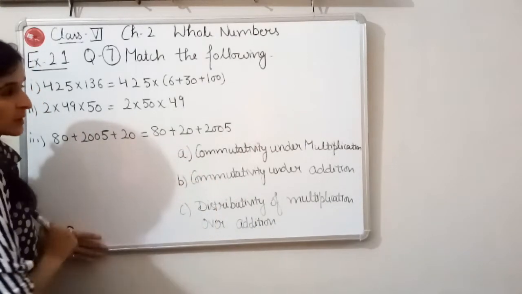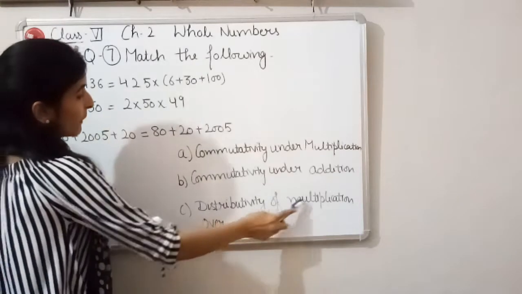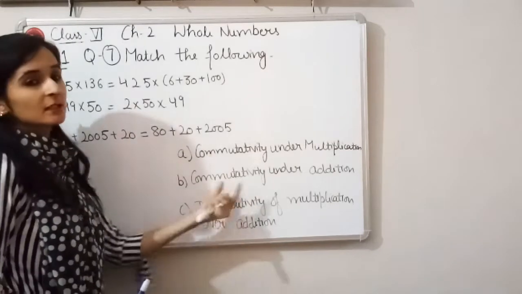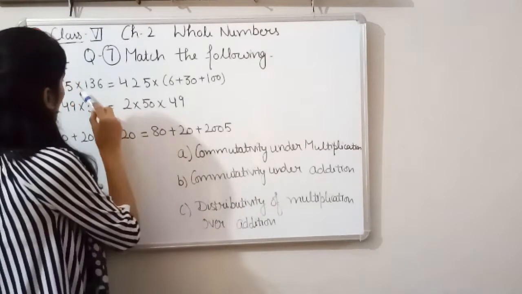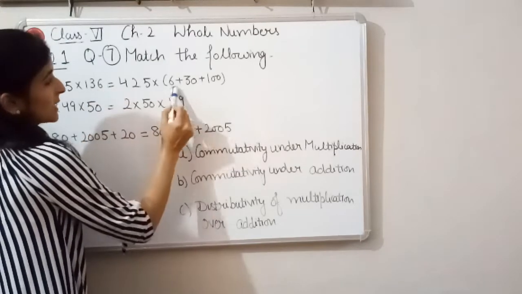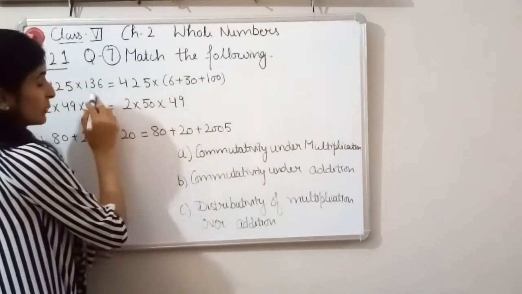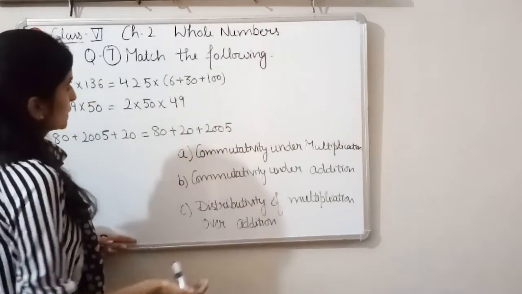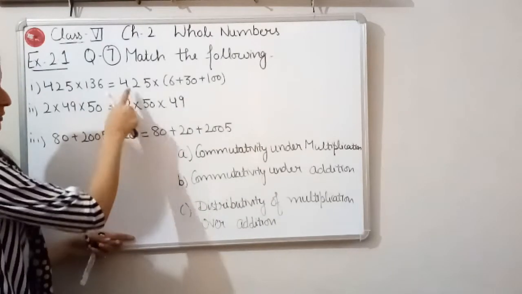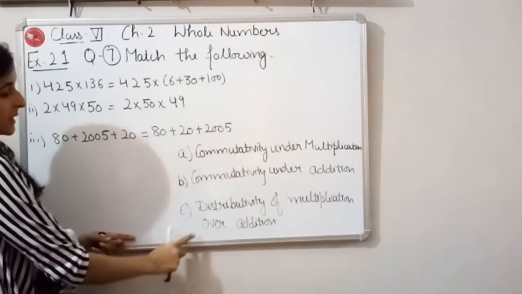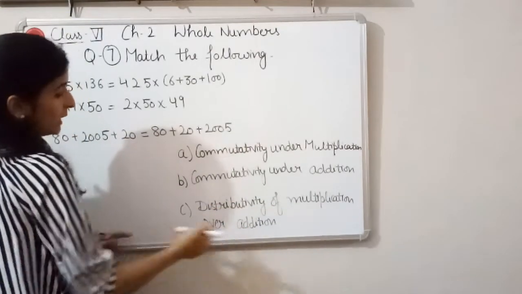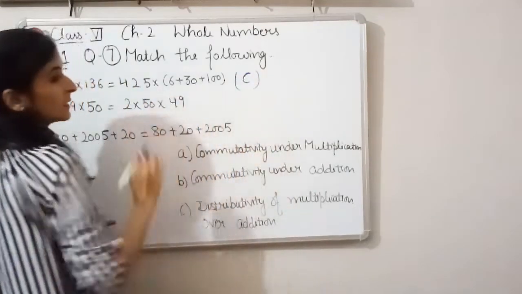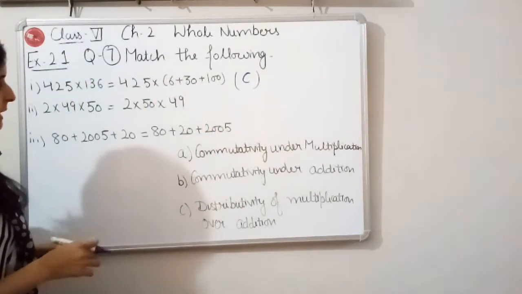Now let's come to C part. C is distributivity of multiplication over addition. Distributivity means to distribute a number. Now here 136 is being distributed. Here we have distributed 136 into 3 parts. We have written the expanded form of 136. So that means this C part holds for the first. This is the distributivity of multiplication over addition. So we will write it here, C. C is holding for this.